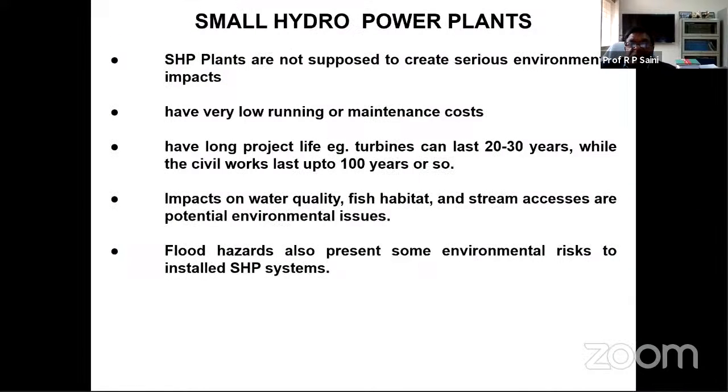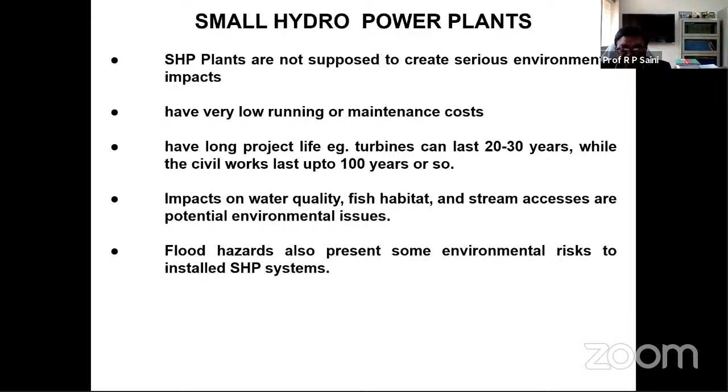Small hydropower plants are not supposed to have serious environmental impacts, have very low running or maintenance costs, and have a long project life. That's why I can say these are real advantages of installing a small hydropower plant, because the environmental problems are very much less in comparison to large hydro.